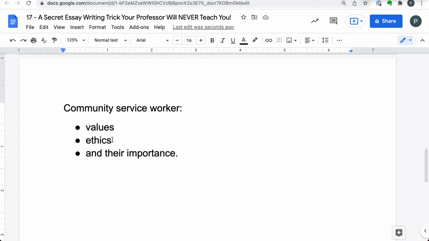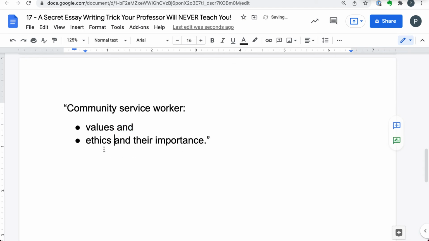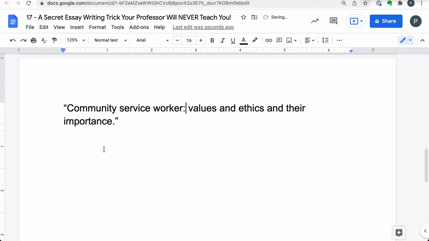Not crystal clear. I would never give such an assignment. I would pick one. I would say either values or ethics. But I would never say, let's go back here, describe community service worker values and ethics, because this would imply that values and ethics are different from one another in this essay. Well, yes, they are in the real world in philosophy. They are, of course, different from one another, but not in this essay.